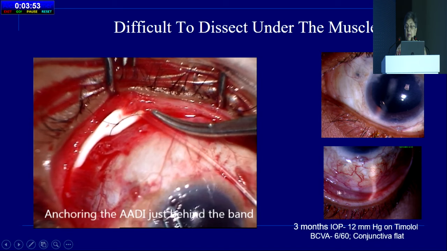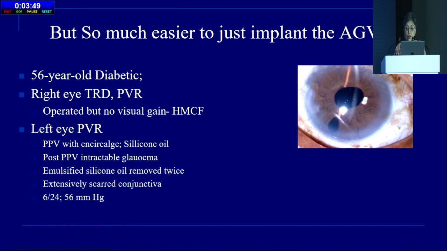You can see it's much better than an AGV. So it's so much easier if you have an affording patient who would get an AGV, for instance. Right eye TRD with PVR operated, but no visual gain and hand motion.